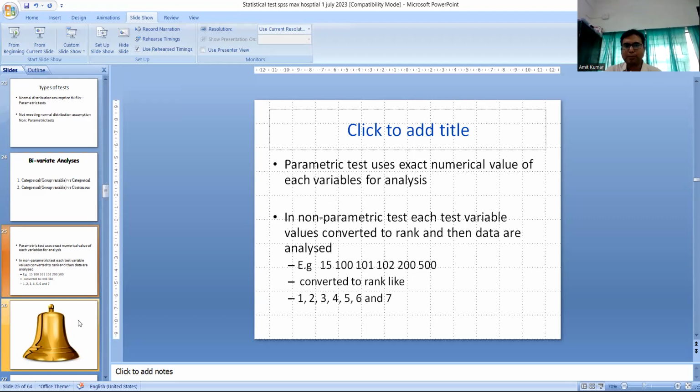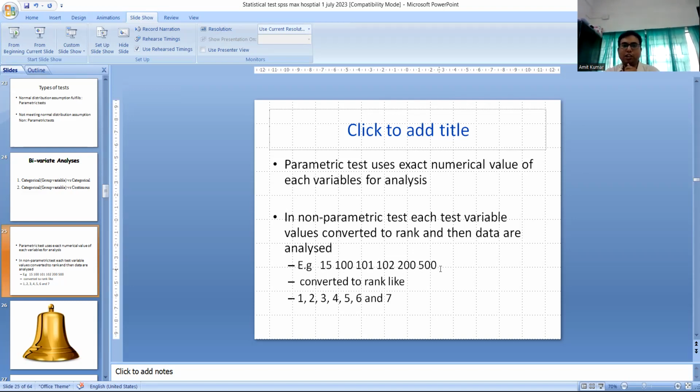There are differences between the parametric and the non-parametric test also. If anyone wants to know what value the parametric test uses for knowing the difference between the two groups, I will tell you the parametric test uses the exact numerical value that you have collected for the data analysis. In the case of the non-parametric test, it is not using the exact numerical value that you have collected. So how is the non-parametric test done? The non-parametric test converts all the data into ranking. Suppose this is the data you have collected, for example, 15, 100, 101, 102, 200, 500.